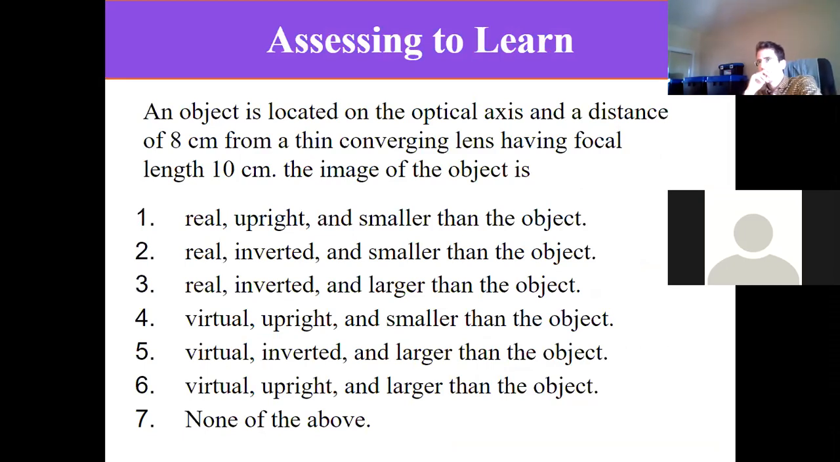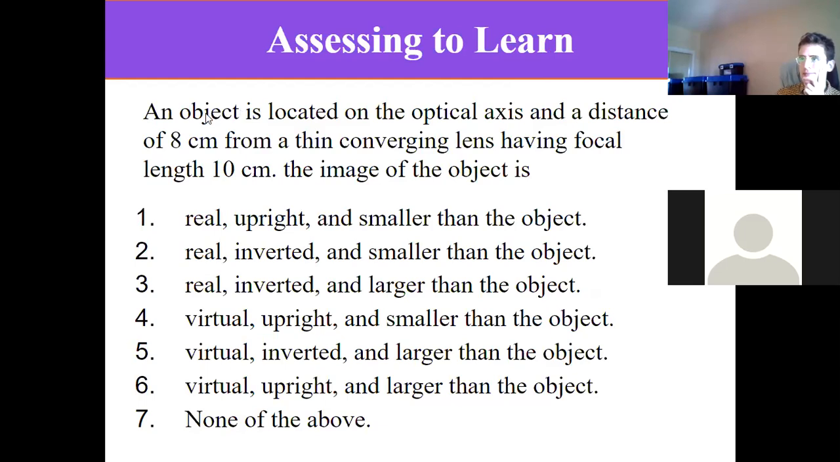Anyhow, here's a question for all of you to try. An object's located in front of a converging lens. It's 8 centimeters from the lens, and the lens has a focal length of 10 centimeters. And my question is, what is the image?